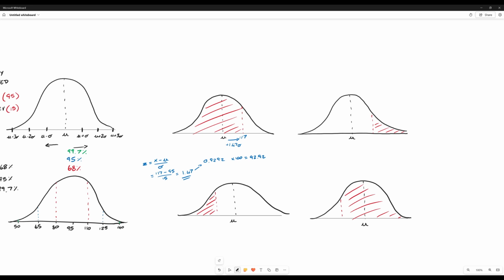But again, your calculators are getting better and better, and you can actually use the percent button in a lot of different places. But the answer to this question is the odds that you find someone in Ireland that has an IQ score less than 117 is 92.92%.